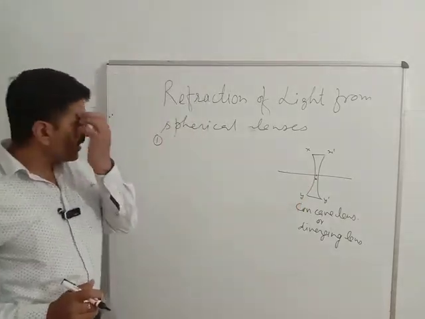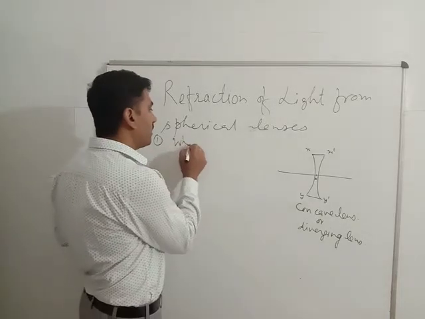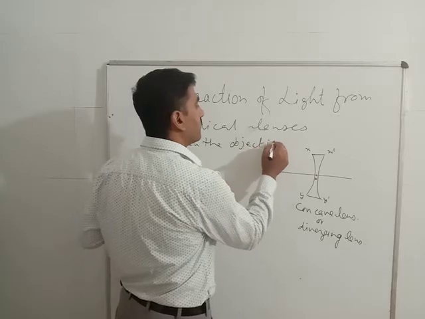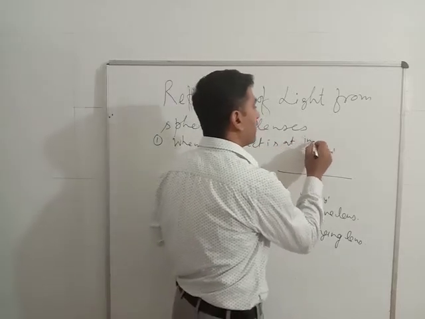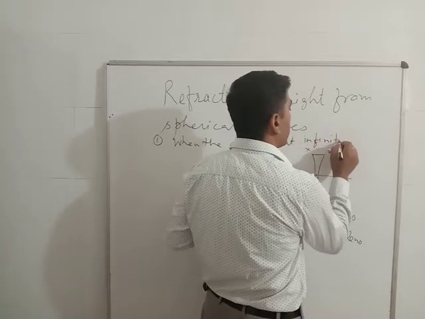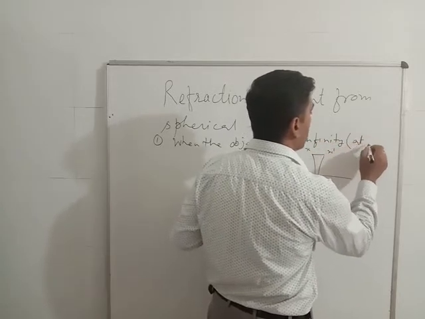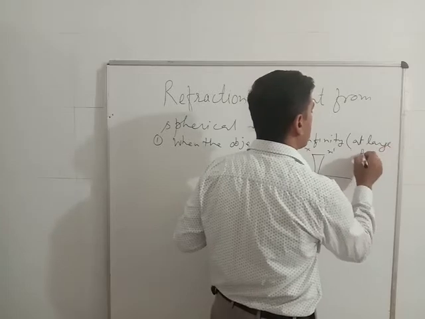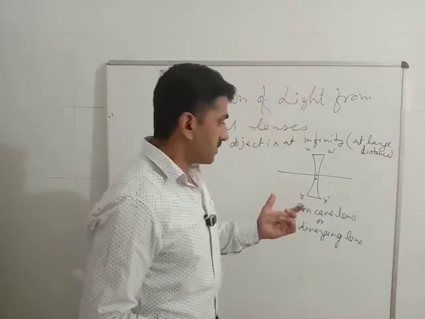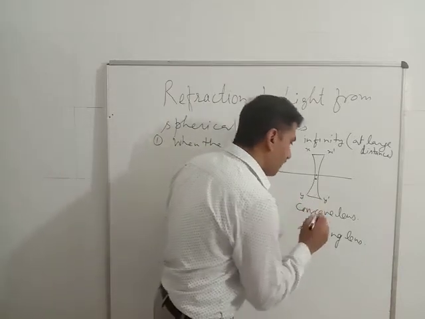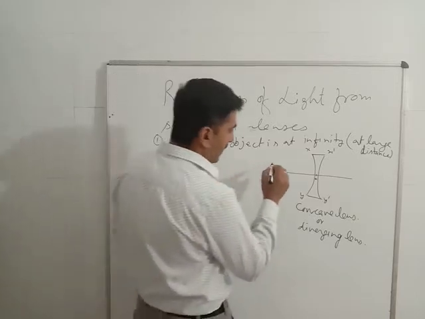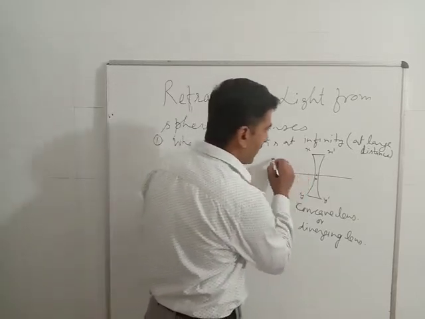So in case of the concave lens, first case is when the object is at infinity, and infinity means at large distance than the size of object. This type of lens, concave lens, is always making virtual and erect image. You have to remember. And the ray of light always we take from the left hand side.